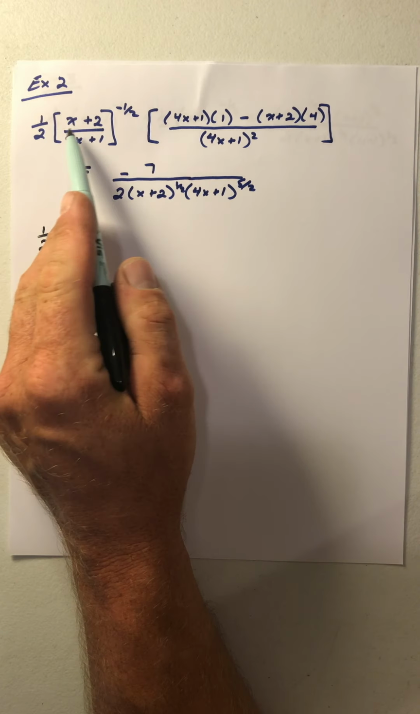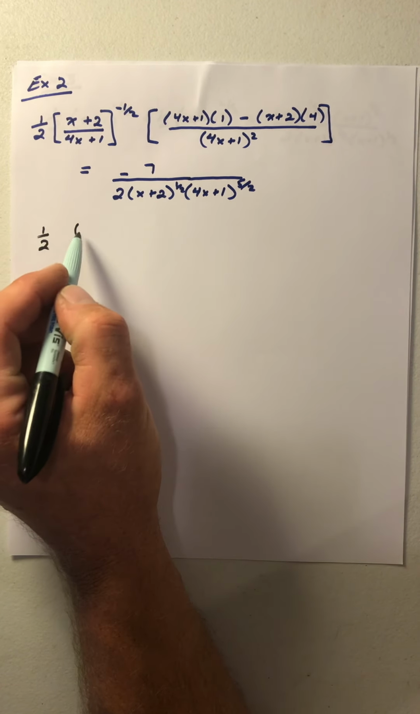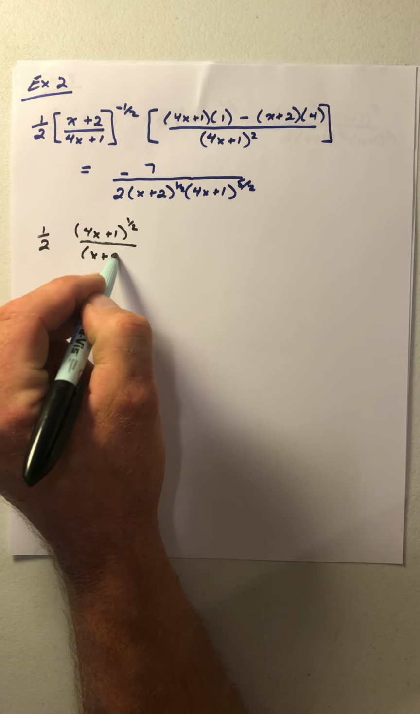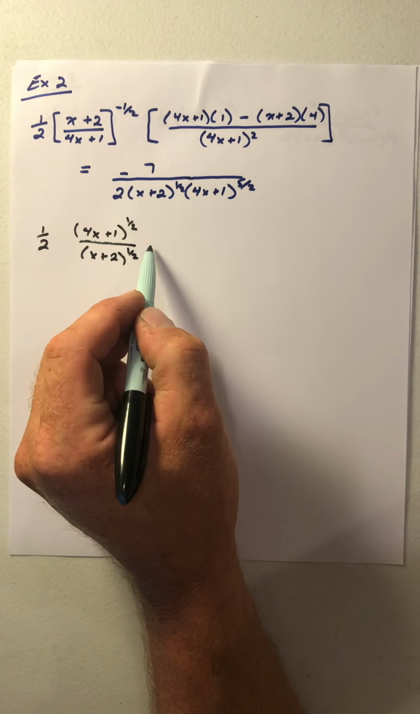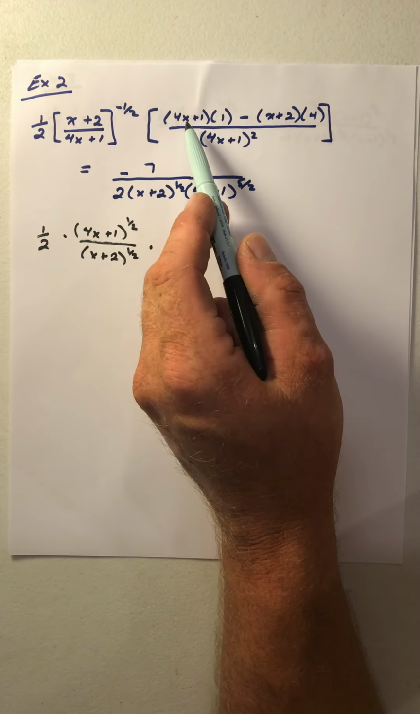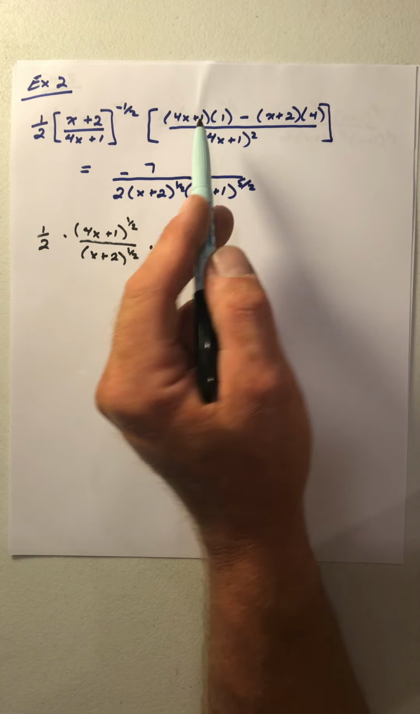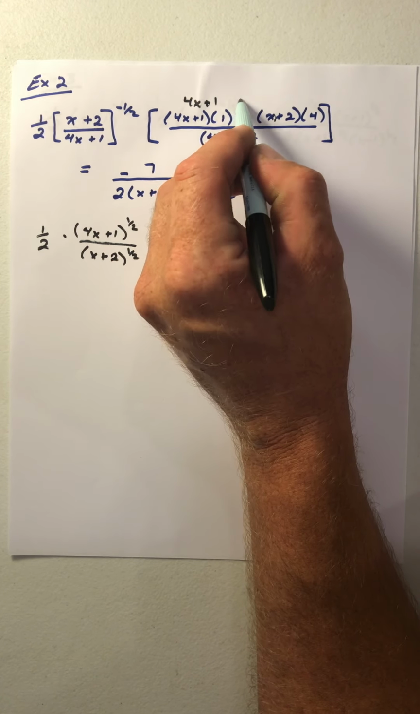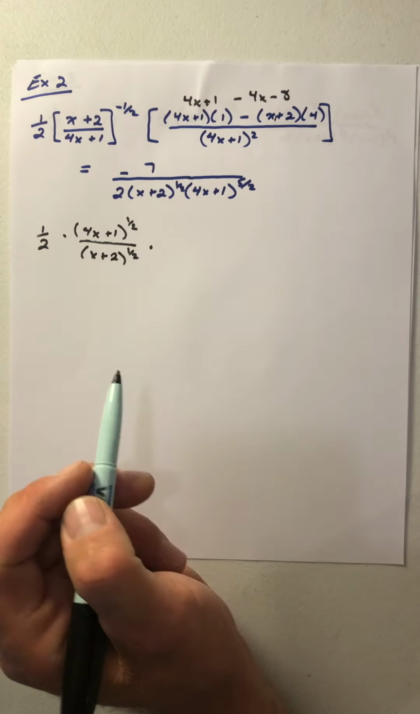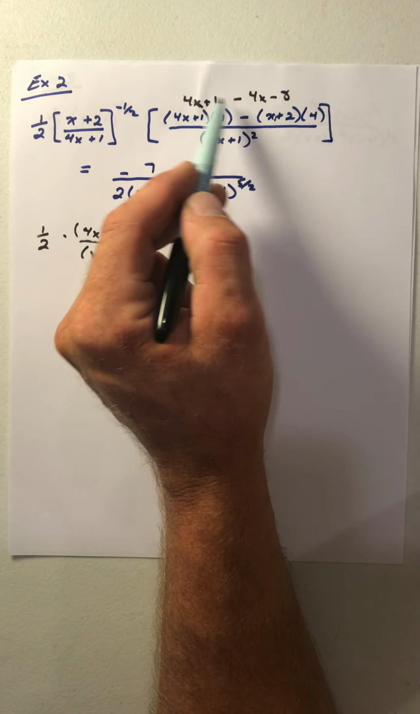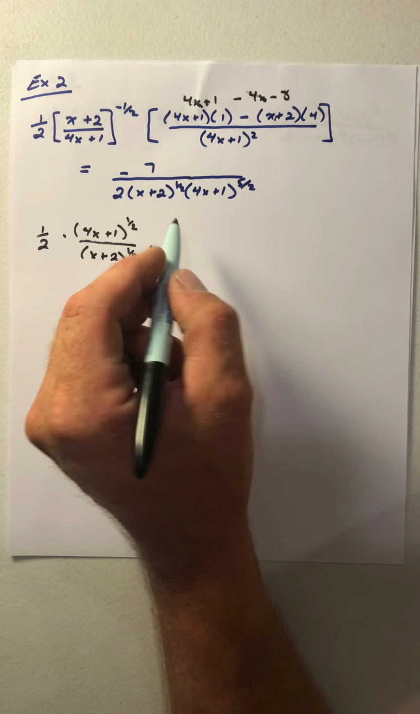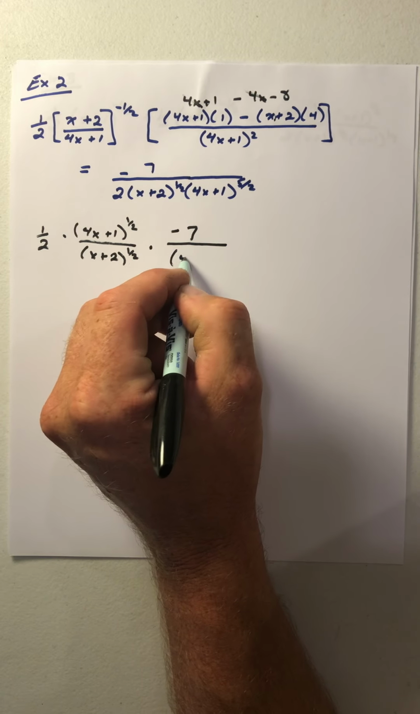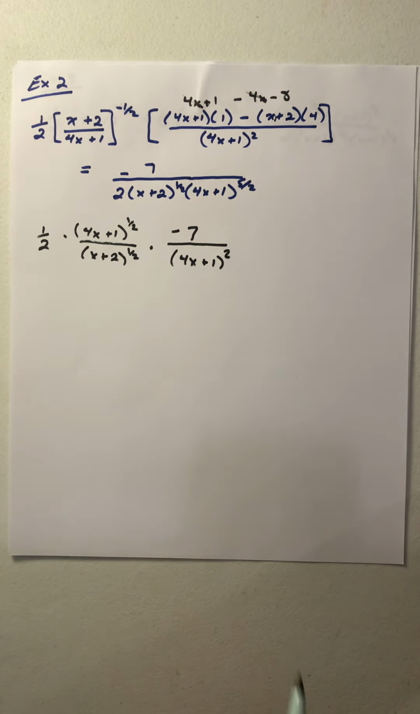We have 1/2. I'm going to flip or reciprocate this fraction. So 4x plus 1 to the positive 1/2 divided by x plus 2 to the positive 1/2. To that, we're going to multiply. I have 4x plus 1 times 1, that's just 4x plus 1. I'm going to multiply a negative through and a 4 through, so I get negative 4x minus 8. So my 4x's are going to cancel each other. 1 times negative 8 gives me a negative 7. And then the denominator is going to stay the same, 4x plus 1 to the second.